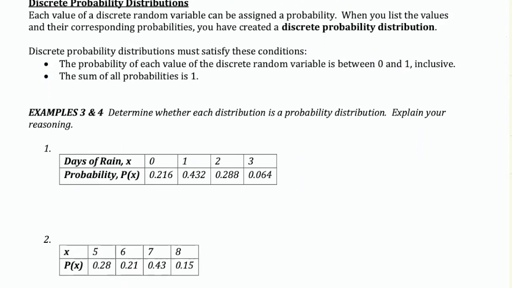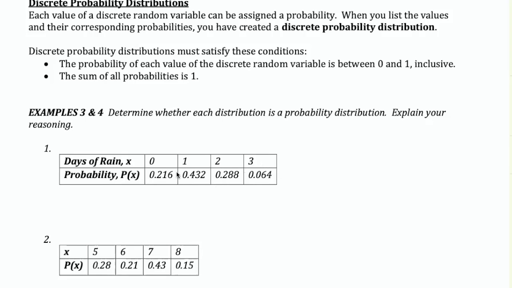So in examples 3 and 4 here, I kind of combined them. It says determine whether each distribution is a probability distribution. Explain your reasoning. So first of all, the first one says this is days of rain and their probabilities. X is a discrete variable because you can see it only takes on 4 different values and I can list them. Now I need to check the 2 conditions to see if this is a probability distribution. So first of all, I check each of the numbers and make sure they're between 0 and 1, and they are. Next, I need to add up all these numbers and see what I get.